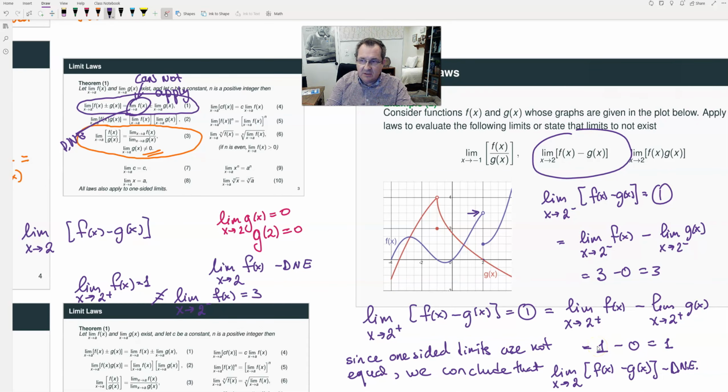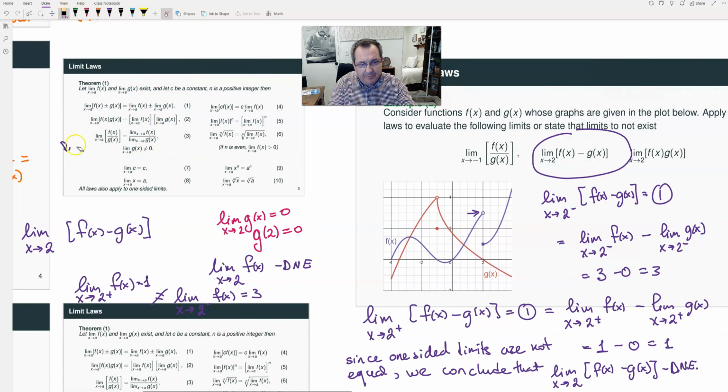Okay, I have to admit that's a little bit of an exotic example, but I wanted to highlight 2 things. In order to apply the limit laws, both limits must exist. If they don't exist, laws are not applicable. Now, in this case, we could not use laws to conclude that the limit does not exist. We had to consider one-sided limits to go to the conclusion.